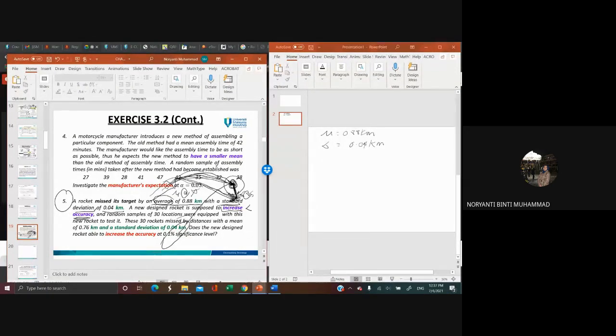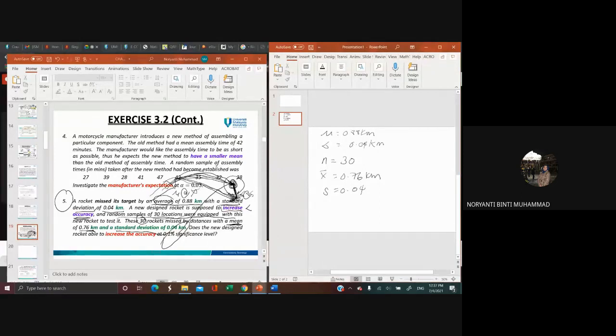And then a random sample of 30 locations were equipped with this new rocket. When it says random sample of 30 locations, that means you have n equal to 30. This 30 rocket missed by distance with a mean of, so you can see a mean is average as well, 0.76 km. How do you get this one? From 30 rockets, isn't it? So that's why you have x bar equal to 0.76 km, and then a standard deviation of 0.04. So this one is S as well, 0.04.